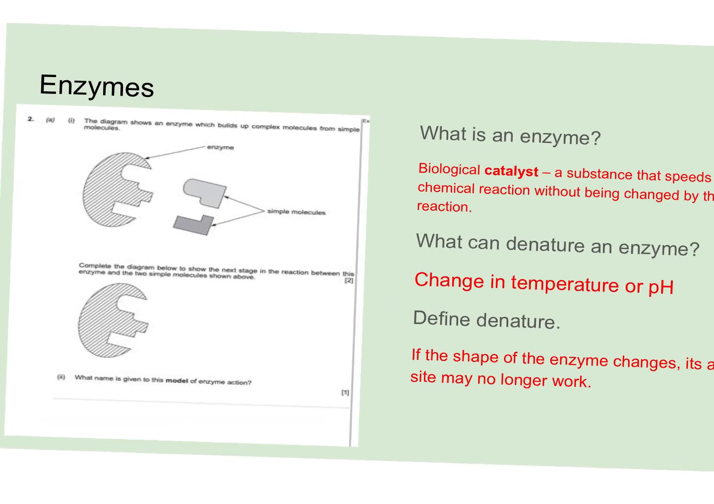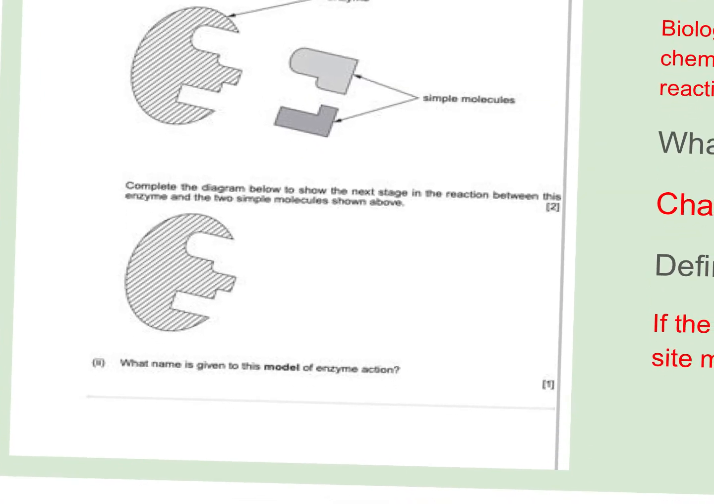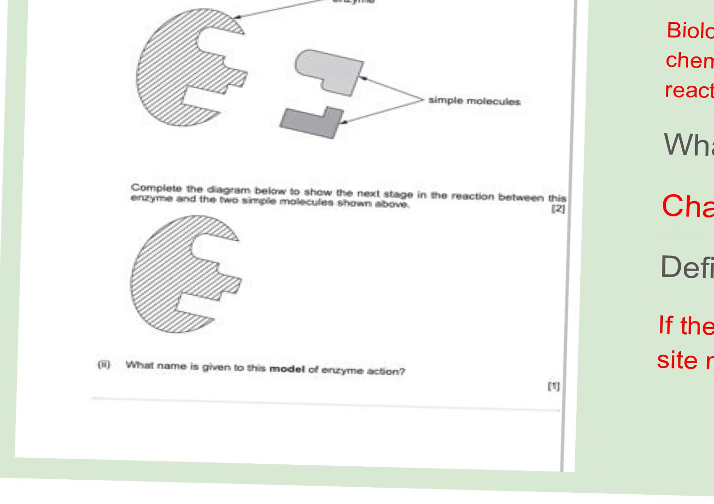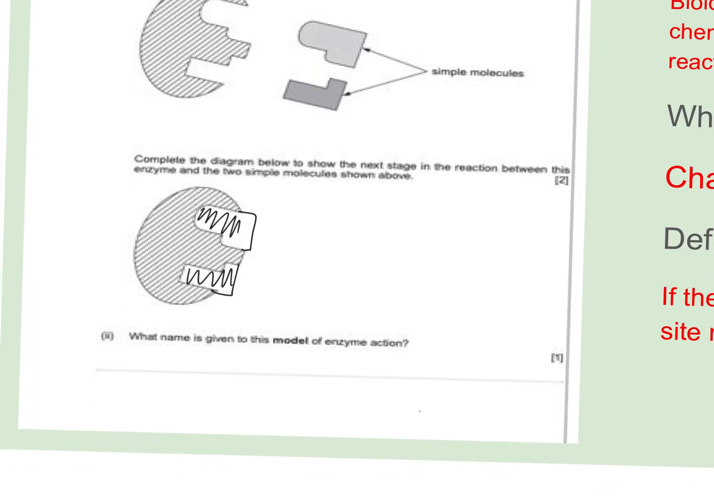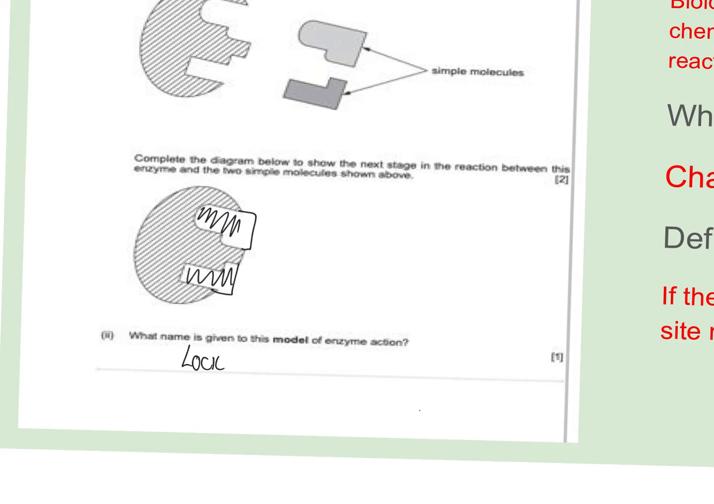So the first thing here, it says complete the diagram below to show the staged reaction between the simple molecules. So you need to add them in to the active site like that. Okay, so they're all added into the active site. This is called a lock and key. Okay, so it's a lock and key.